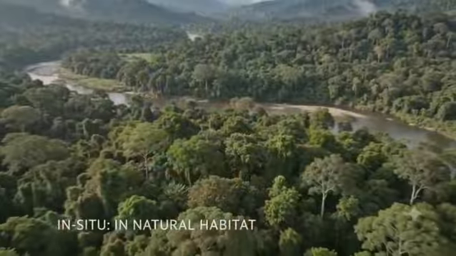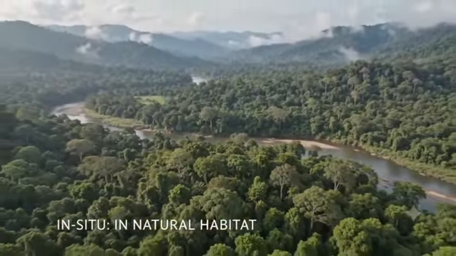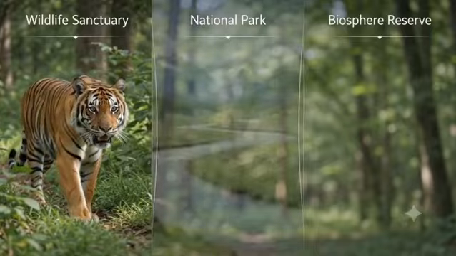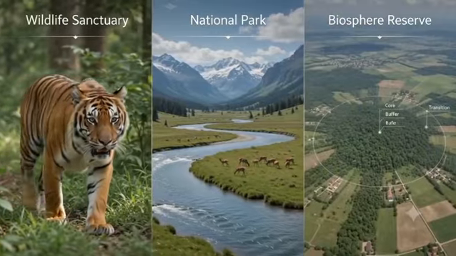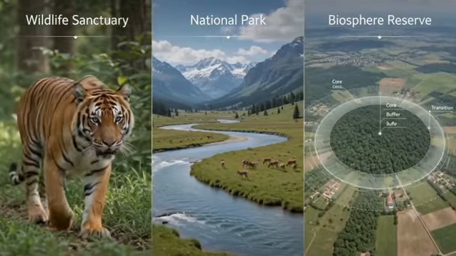In situ conservation protects species within their natural habitat. These protected areas differ in size, objectives, legal protection, and permitted activities.